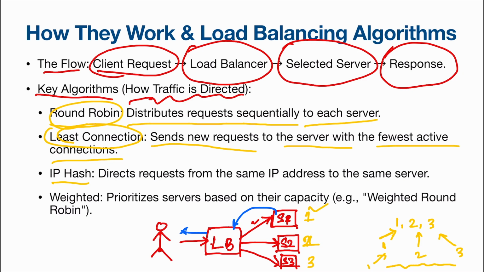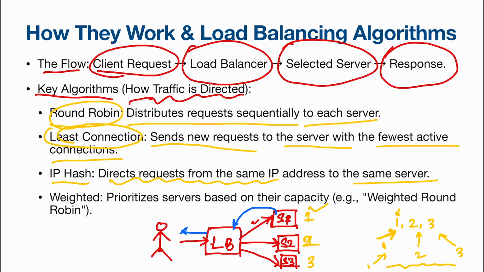Then we have the IP hashing, which directs requests from the same IP address to the same server. And this resolves the problem I was talking about, especially in maintaining the caches. So in this case, one client will always connect to one server. And of course, you can understand here that maintaining sticky sessions and appropriate caches is very easy, but this can lead to uneven resource utilization of the servers.